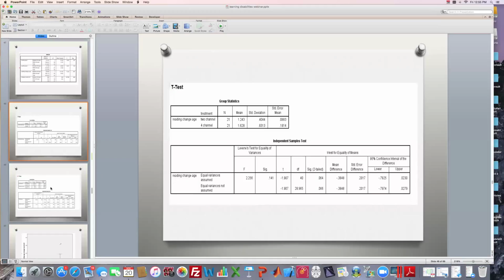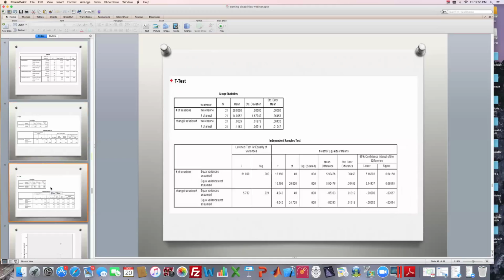We then looked at the 2-channel group, specifically compared to the 4-channel group. Number of sessions, there was a significant difference, that you see here. That was number of sessions. And when we looked at change per session, that was statistically different as well.